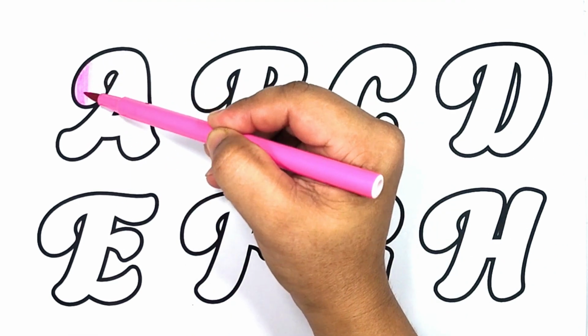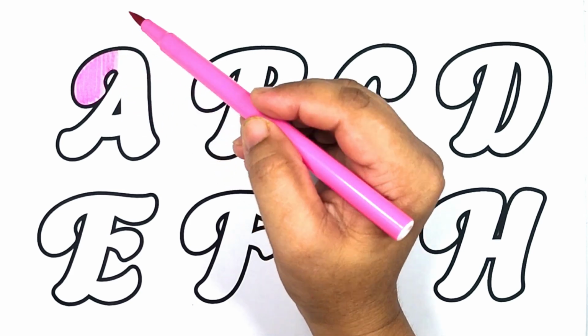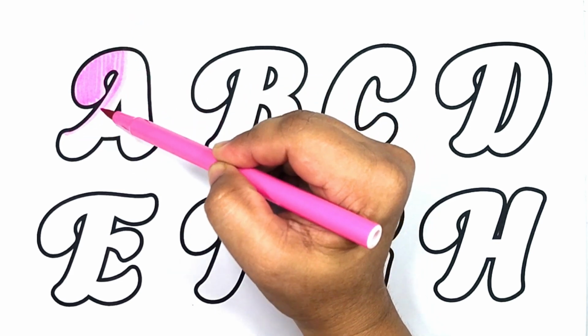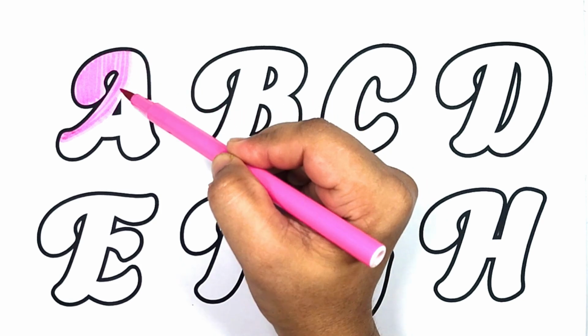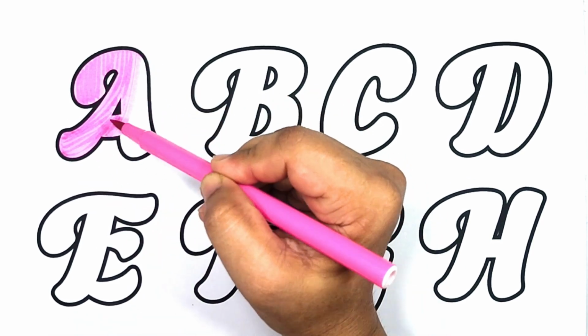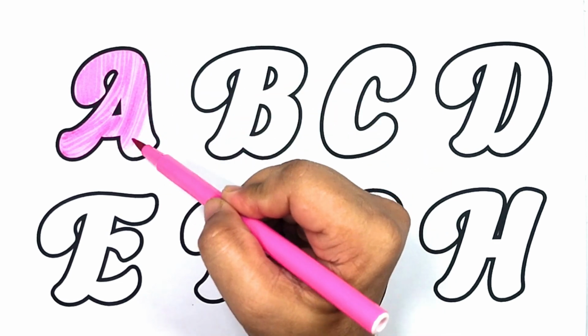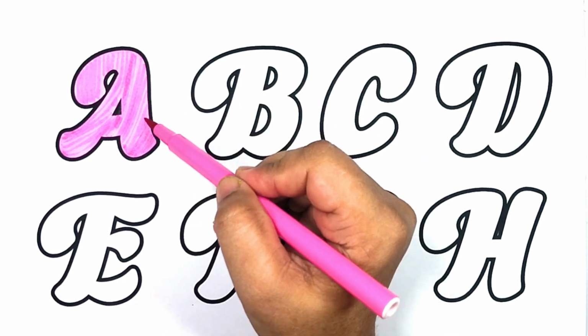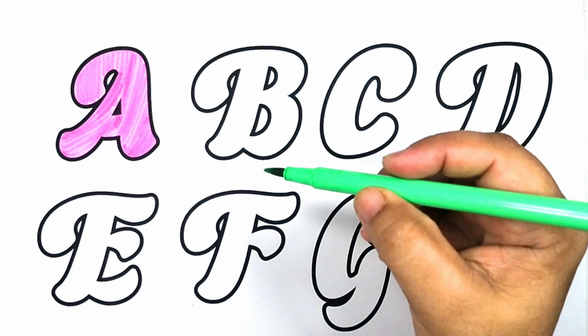pink color. A is for apple. A for apple, adorable apple picking adventure. A is for alligator. Green color.